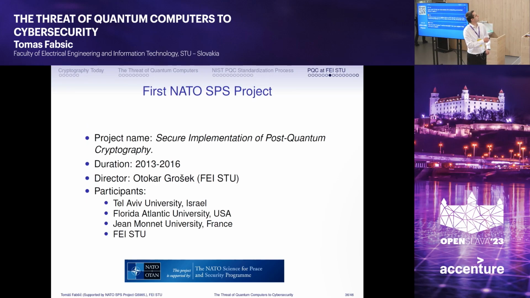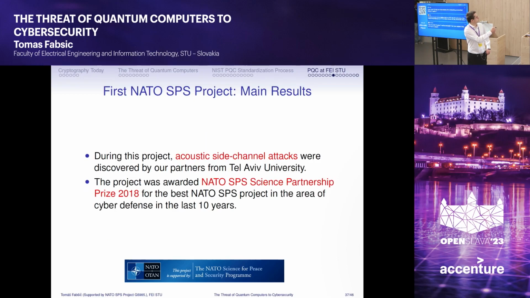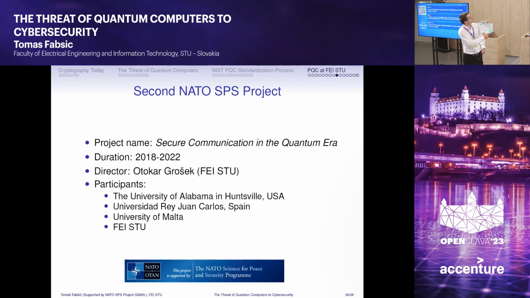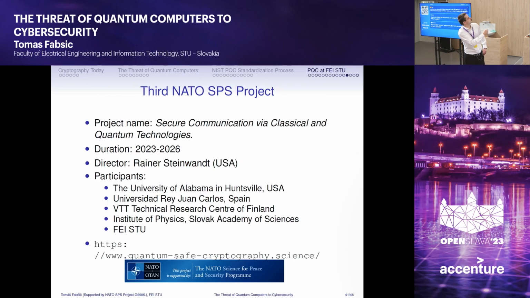We worked on these NATO projects when these attacks were invented, and this NATO project was also awarded the NATO Science Partnership Prize 2018 for the best NATO project in the area of cyber defense in the last 10 years. Since then, we have worked on other NATO projects and currently are working on a third NATO project, all in a similar area.